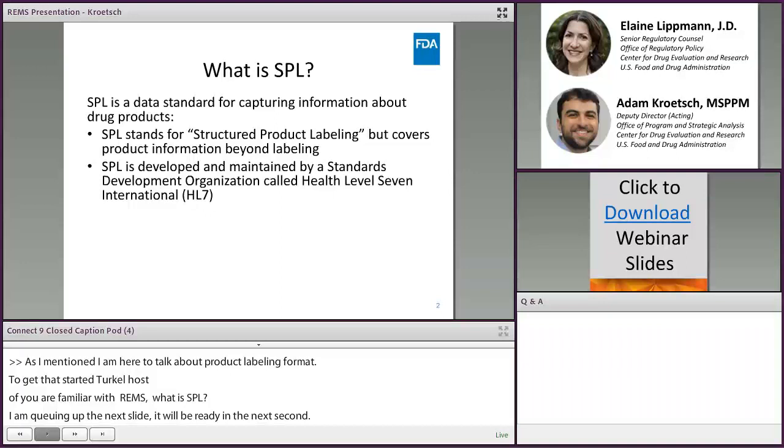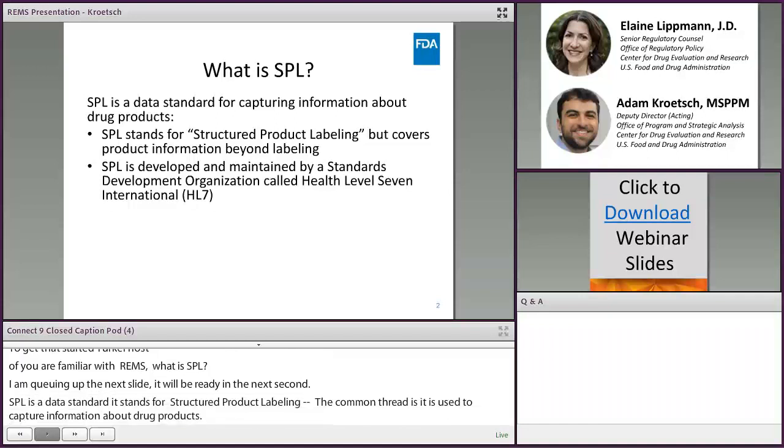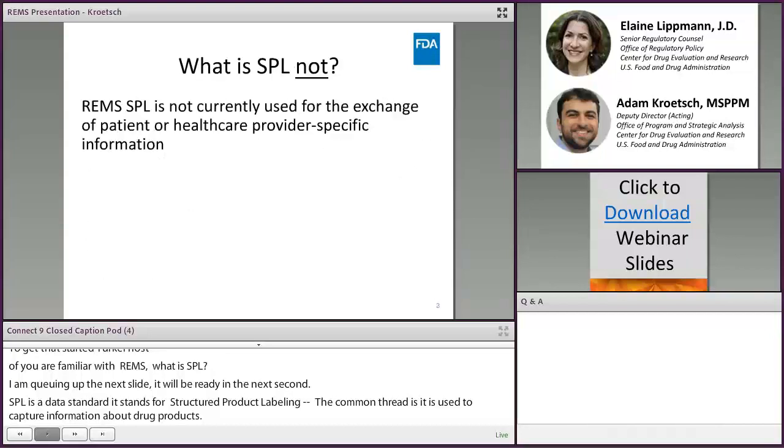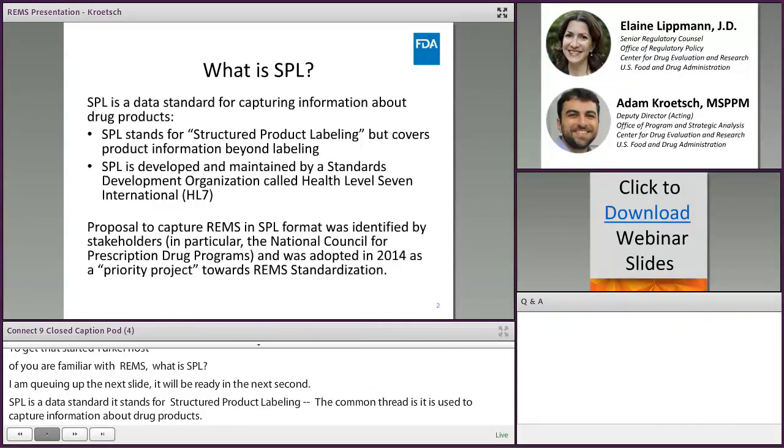SPL is not actually managed by FDA, but rather it's developed and maintained by a third-party standards development organization called Health Level 7 International, or HL7. The initial proposal to capture REMS in SPL format arose out of a commitment that we made in PDUFA 5 to seek stakeholder input and identify certain priority projects to standardize REMS.